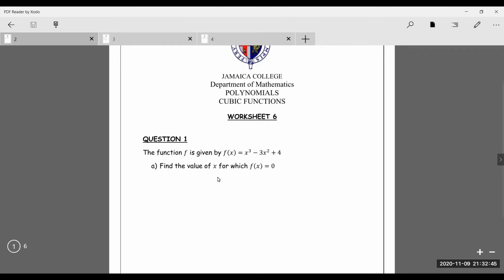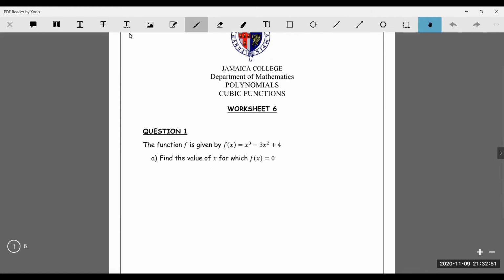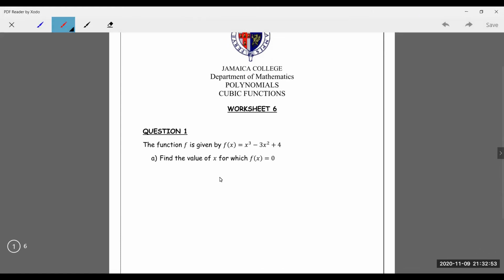Now, when you're solving a cubic equation, you're going to have to use trial and error to find the first root. You can use trial and error to find all the roots, but that would be very tedious, right? So generally what we do is use trial and error to find the first root, and then we're able to find the other two roots by using polynomial division.